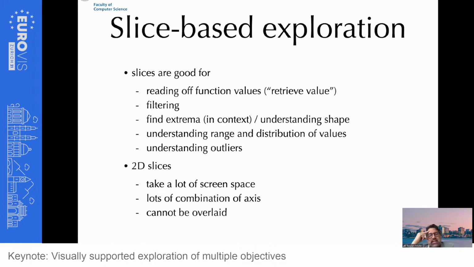So slices here are good for reading of function values, for filtering, finding extrema in context, though, to really understand the shape, which was our motivation, to understand the range and distribution of values, and also for understanding outliers. However, 2D slices have a lot of problems. They take a lot of screen real estate. There are a lot of axis combinations, and they cannot be overlaid.